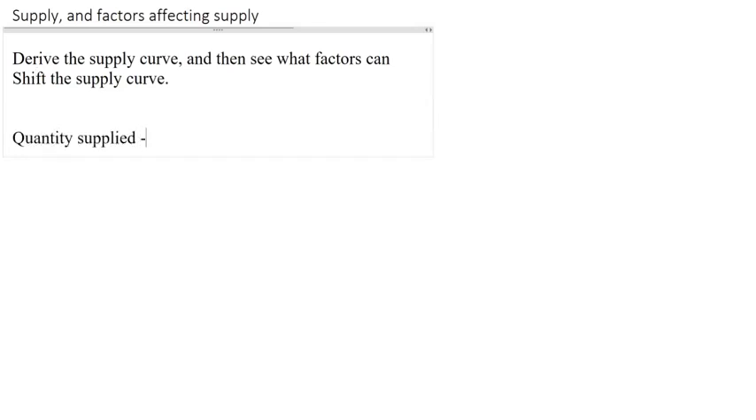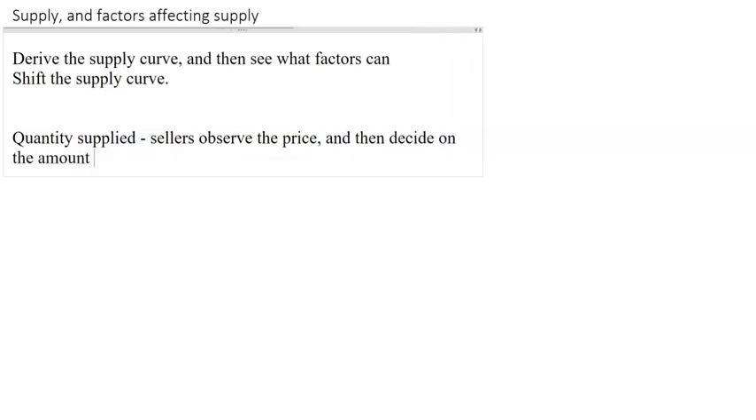Now this concept, if you remember from the demand slides, we had a quantity demanded. So in this case too, we have a quantity supplied. Here too, we believe that sellers observe the price and then decide on the amount, which is the quantity supplied of their product. So sellers first observe the price and then they decide what amount they should produce, and this is called the quantity supplied of the product.